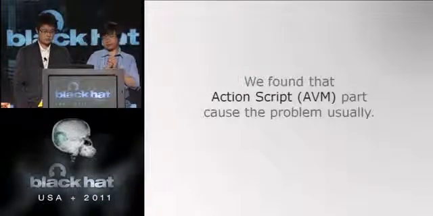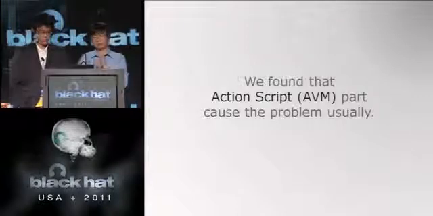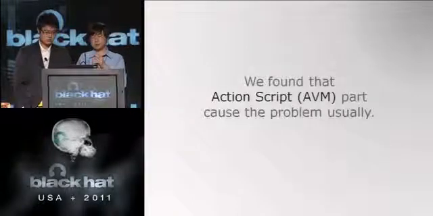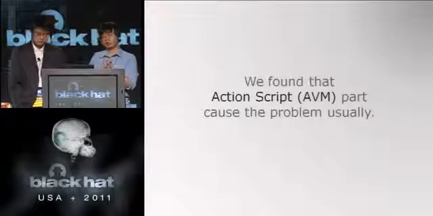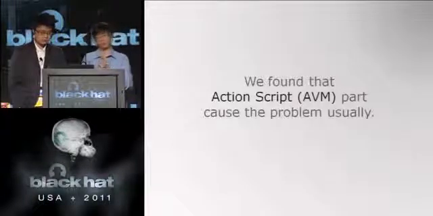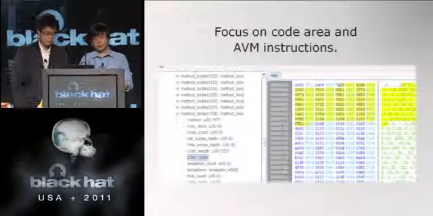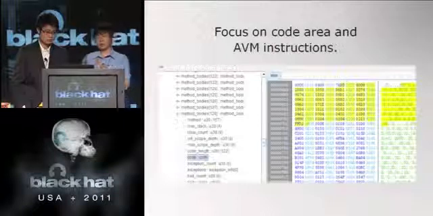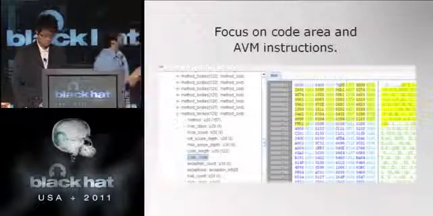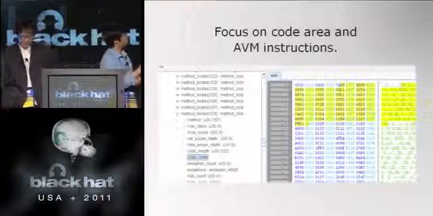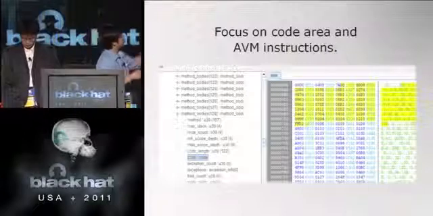During the analysis of Flash vulnerabilities, we found that the ActionScript part, the AVM part, is usually the major part that could cause the problem. So we would like to focus on the code area of AVM instructions. In our fuzzing technique, we don't try to change each byte of the whole file. We just focus on the AVM part.